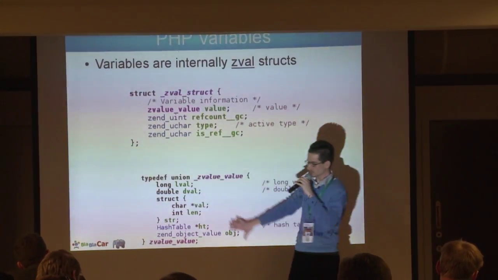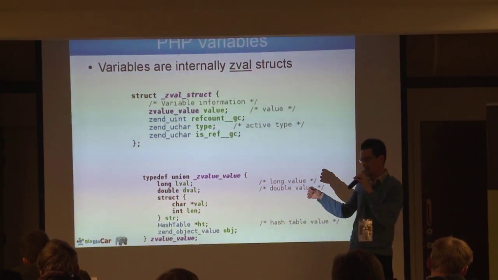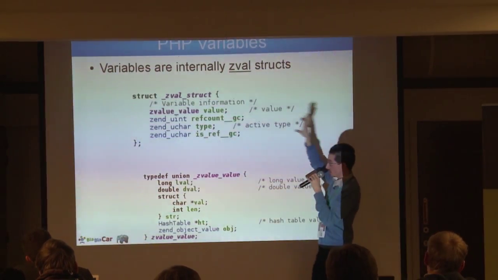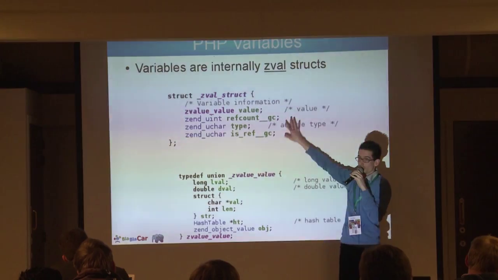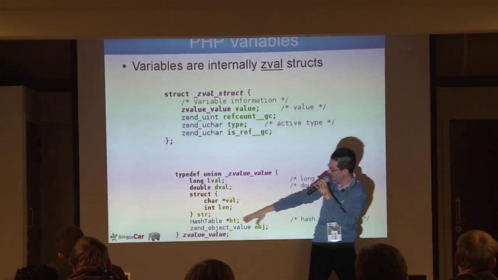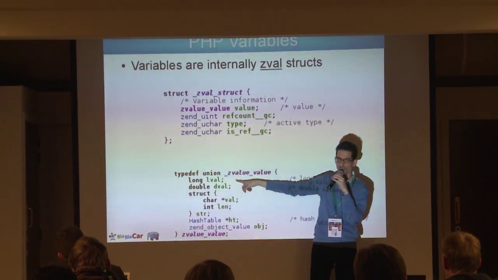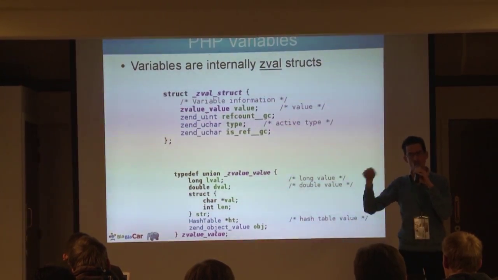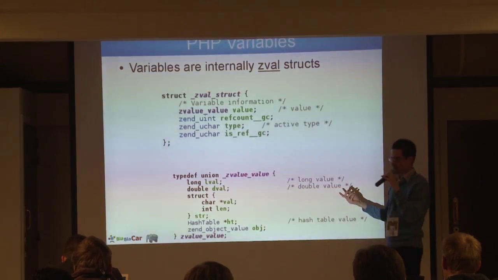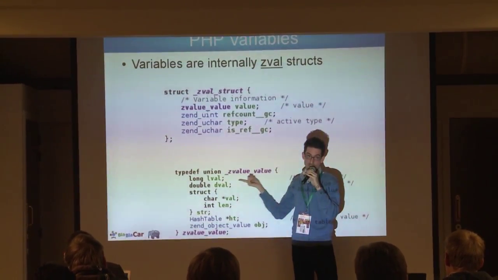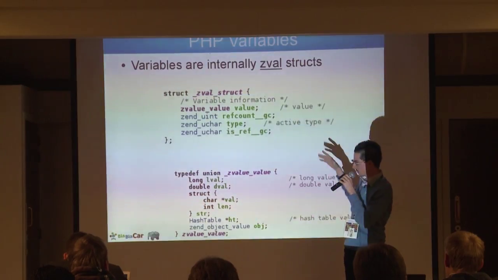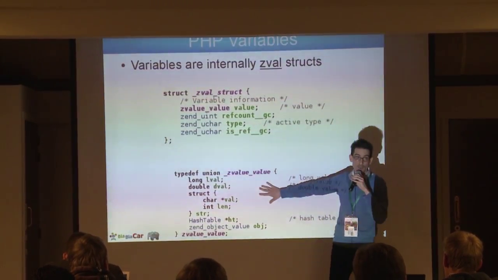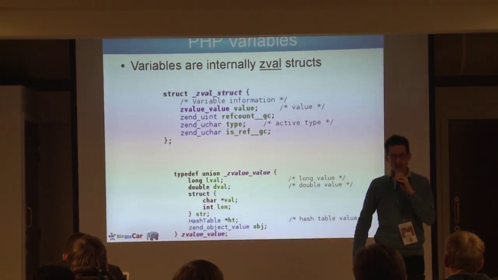So when you allocate $a equals 1, you will allocate a zval, and a zvalue, and in the zvalue you will use a long field, because 1 is an integer. Integers are represented in the long value here, and the other fields are not used, but they are allocated with the value itself.